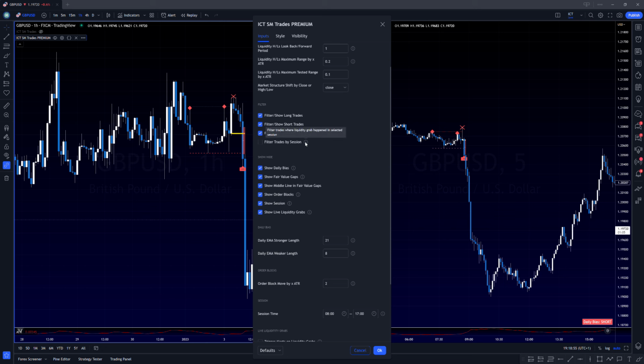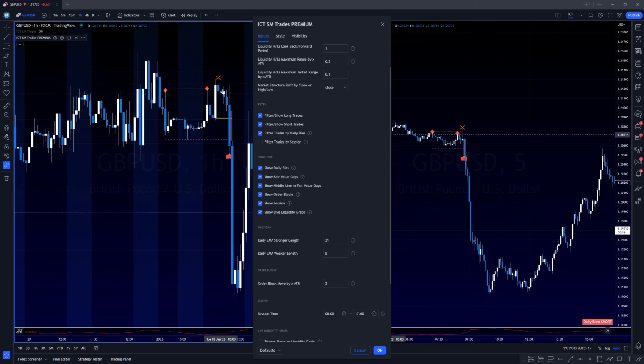What is important here is that the liquidity grab has to be in the particular session. When this liquidity grab is in the session, as you can see, the session is from here to here, as I said. So if I filter trades by session, this trade would not be printed because the liquidity grab is not in the session. I can show you.